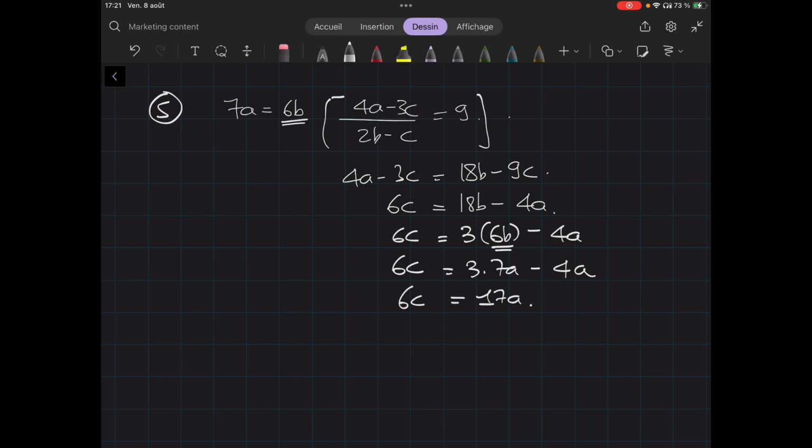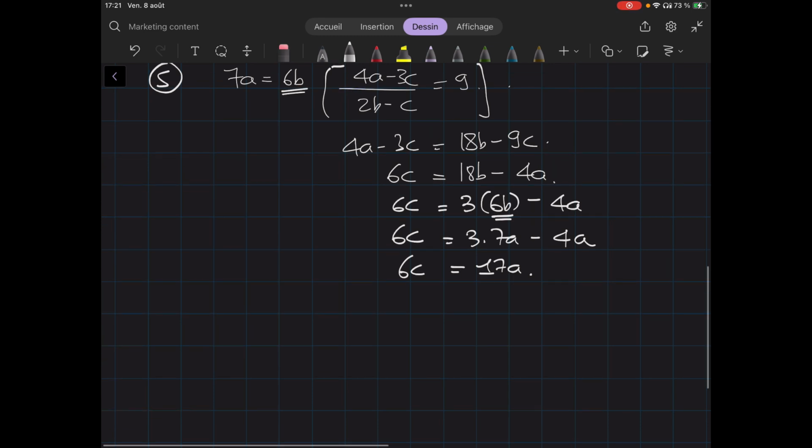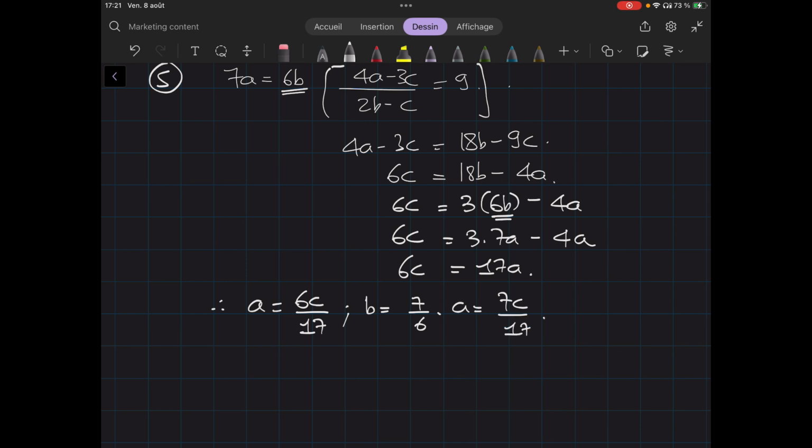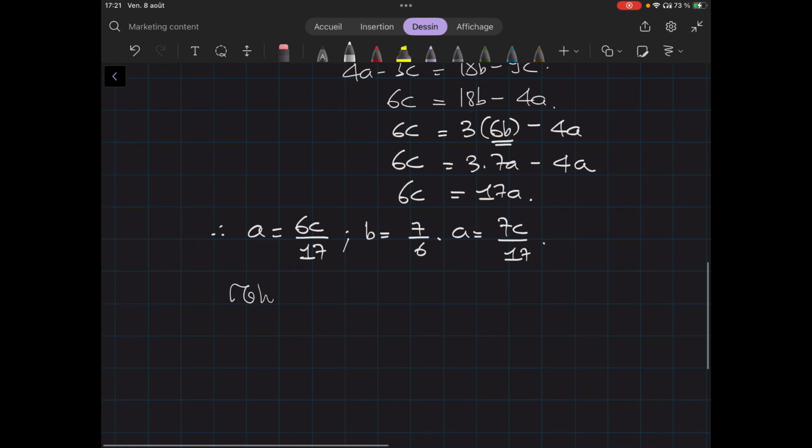Therefore, a is equal to 6c divided by 17, and b is equal to 7 by 6 times a, or 7c by 17. Thus, if c is 17 parts, a would be 6 parts, and b would be 7 parts.